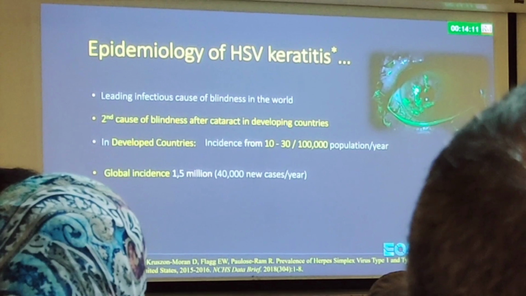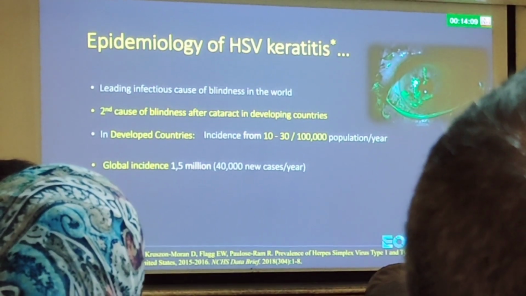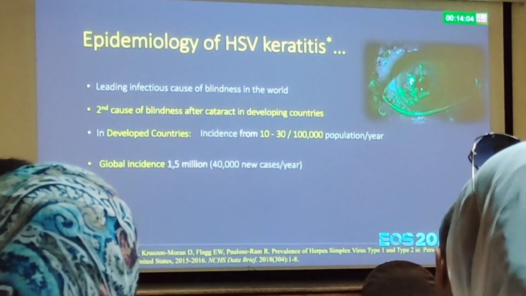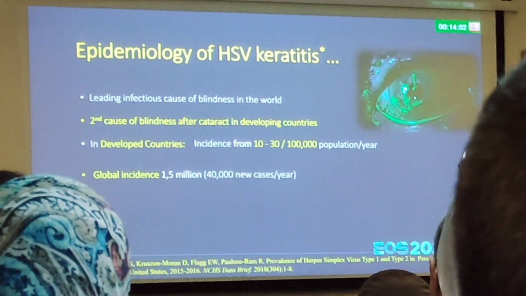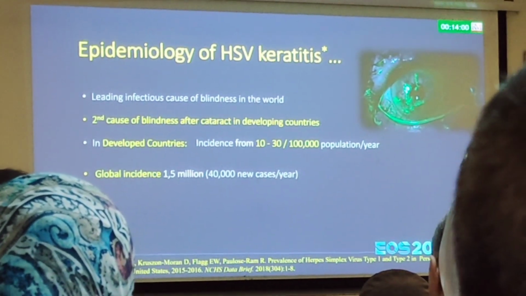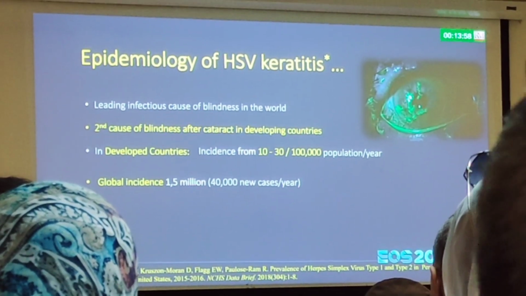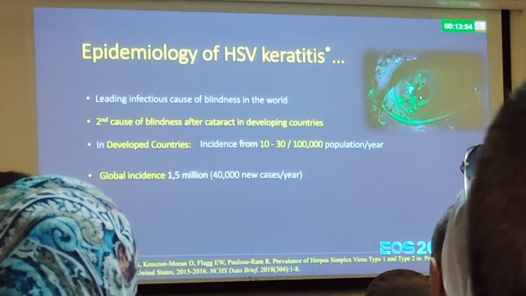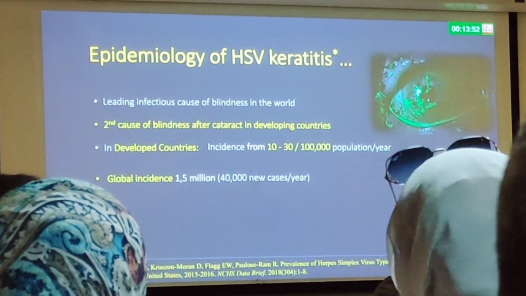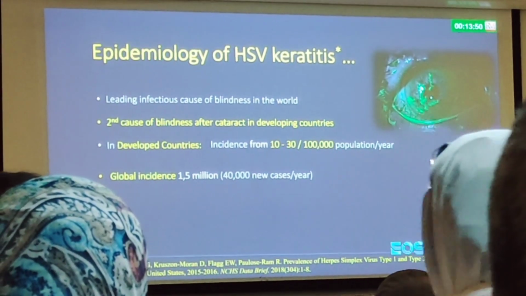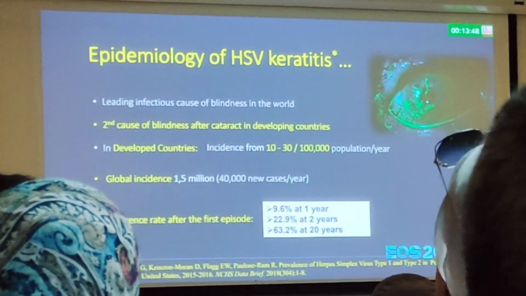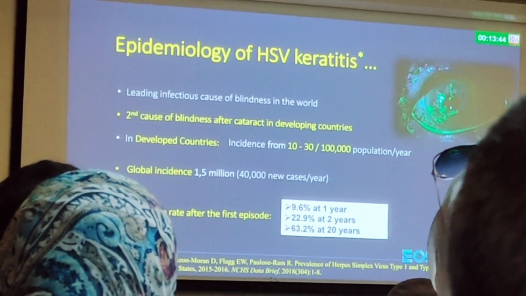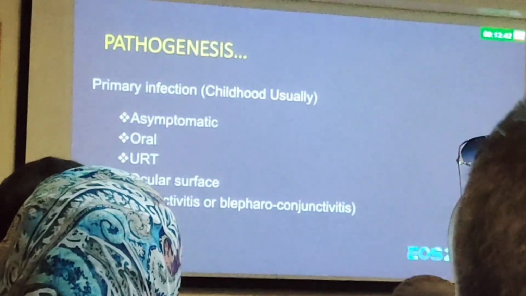Regarding the epidemiology of the keratitis, it is a leading infectious cause of blindness in the world and is the second cause of blindness after cataract in developing countries. In developed countries, the incidence is from 10 to 30 cases per 100,000 population per year, while the global incidence is almost 1.5 million cases, with 40,000 new cases per year, and the recurrence rate after the first episode reaches up to 63.2% at 20 years.